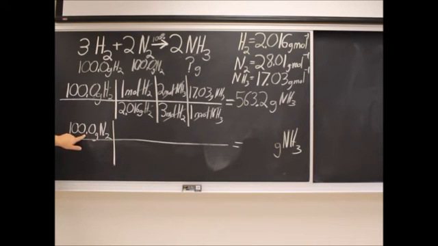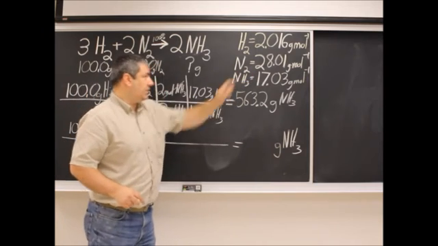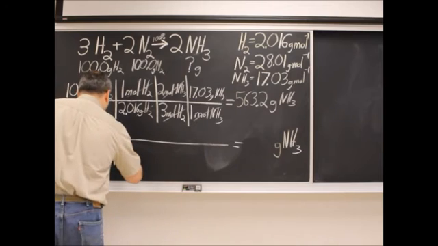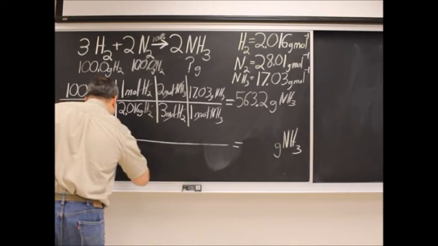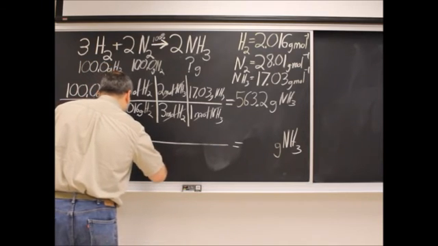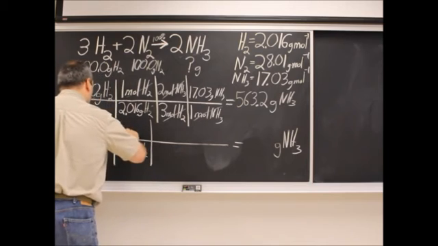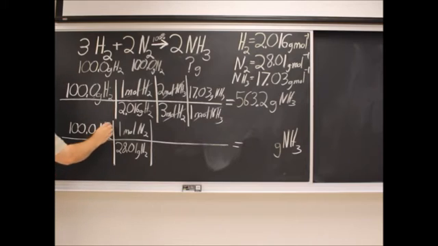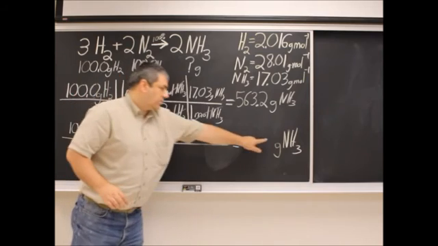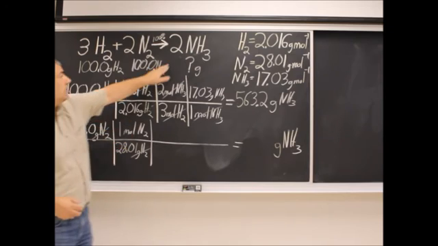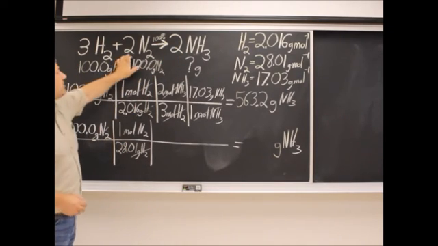100 grams of nitrogen, grams of ammonia. So we have to convert to moles to use our balanced chemical equation. So 28.01 grams of N2 is 1 mole of N2. Grams cancel. Moles of N2, grams of ammonia. So we're getting closer. So now we go moles of N2 to moles of ammonia, and that's a 2-to-2 ratio.